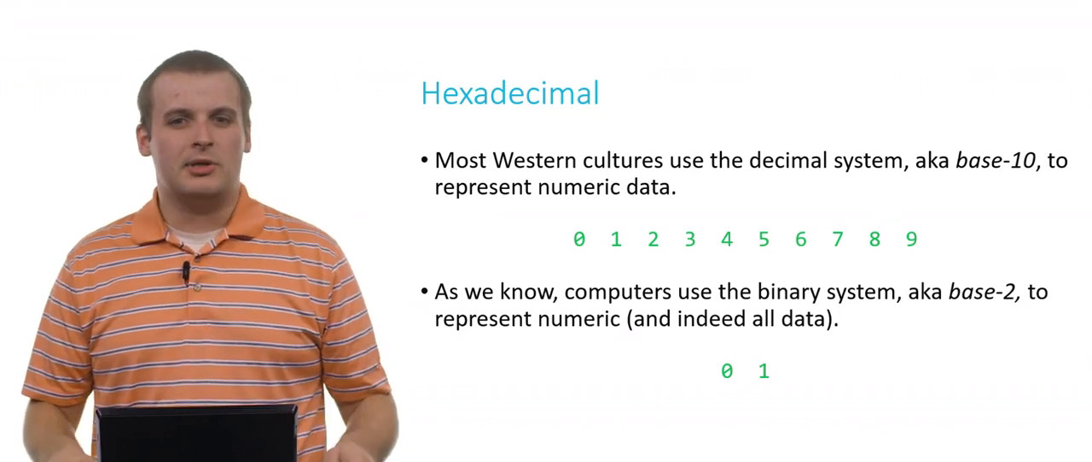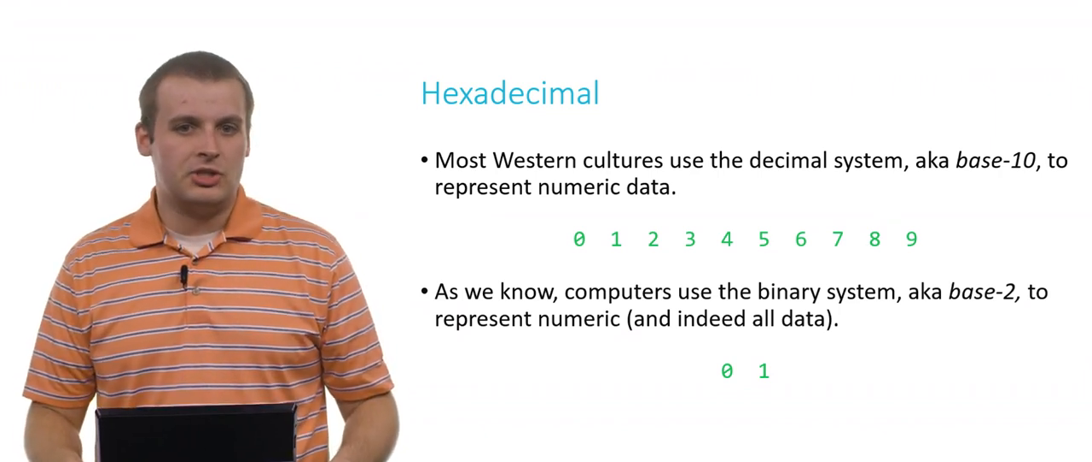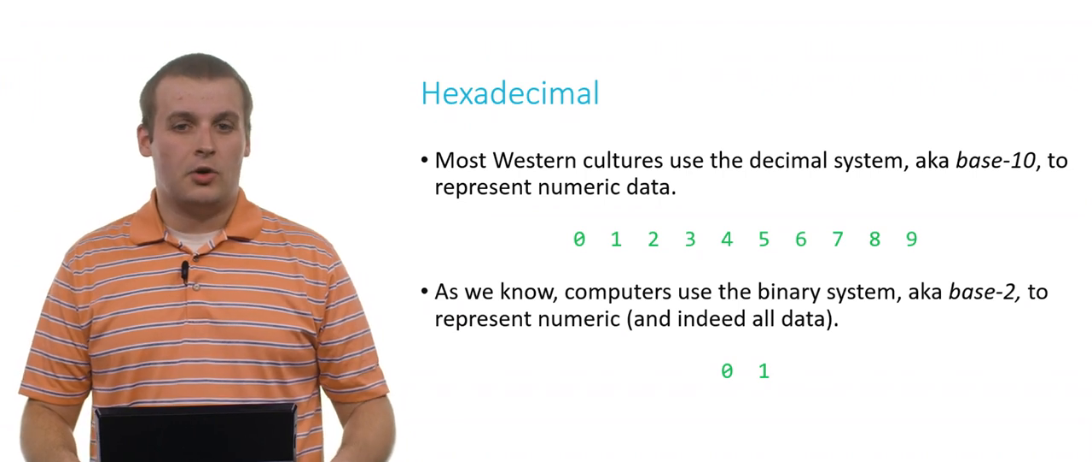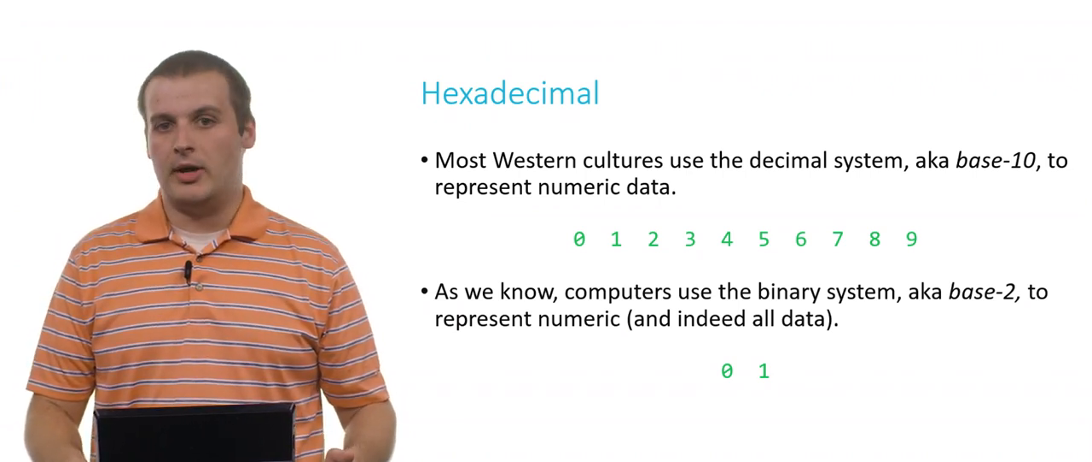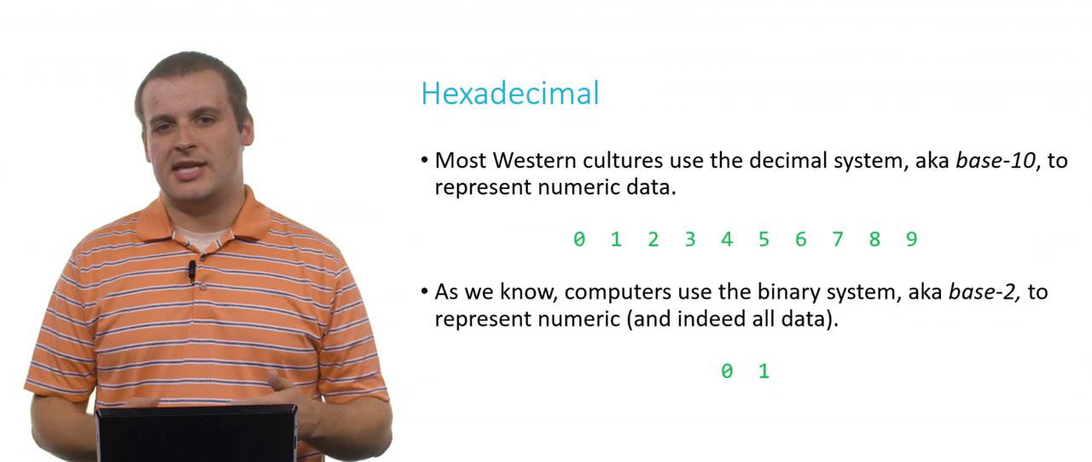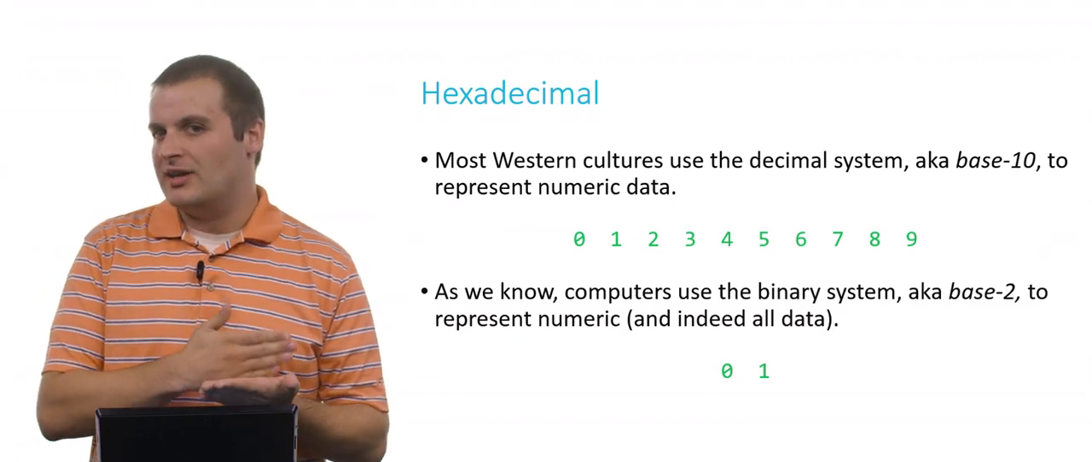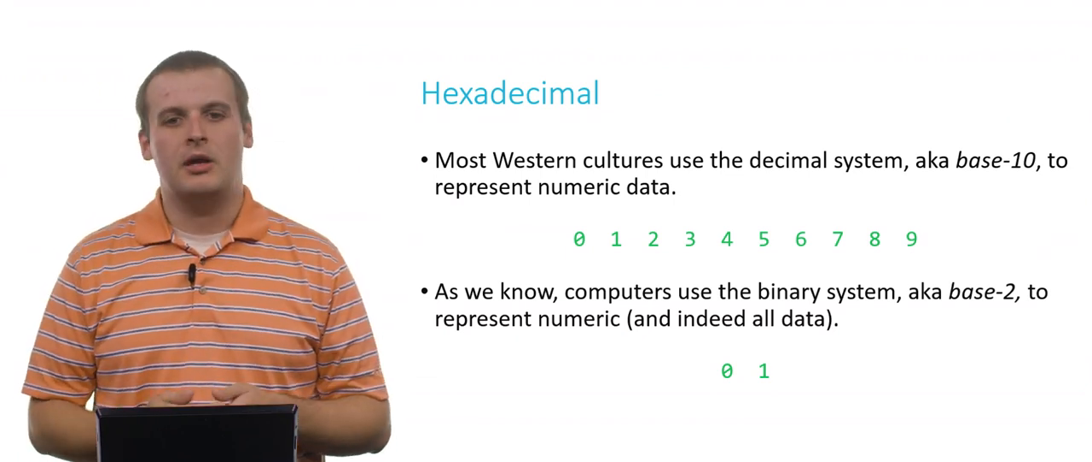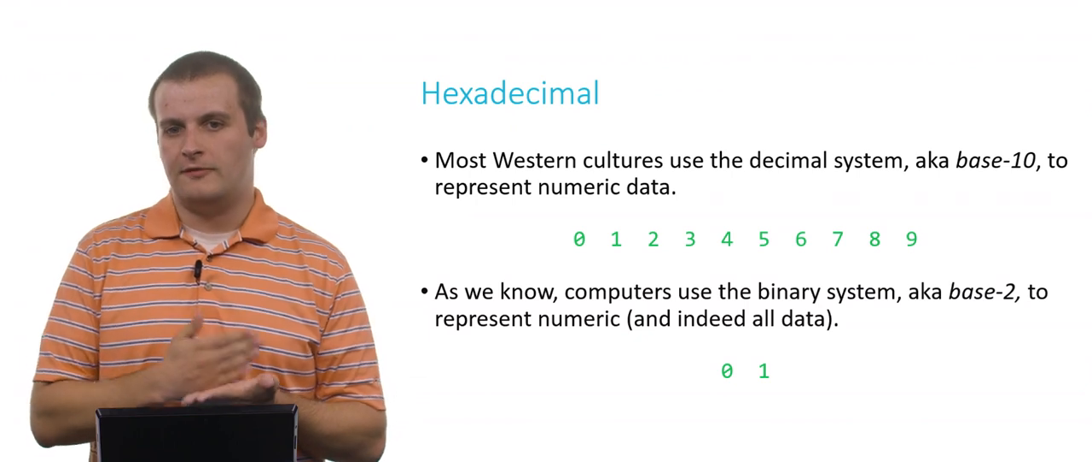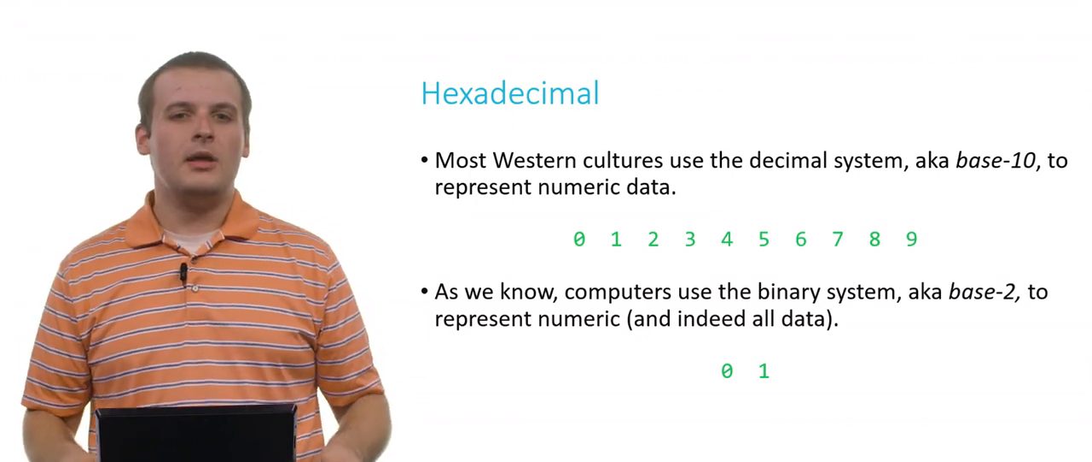Computers do something pretty similar, as you're probably familiar with the binary system, base 2, the difference there being that there are only 2 digits to work with, 0 and 1, and so our place values, instead of being 1, 10, 100, 1,000, as they would be in the decimal system, are 1, 2, 4, 8, and so on.